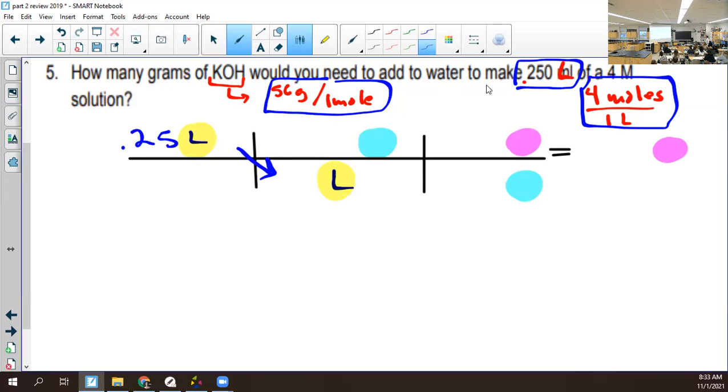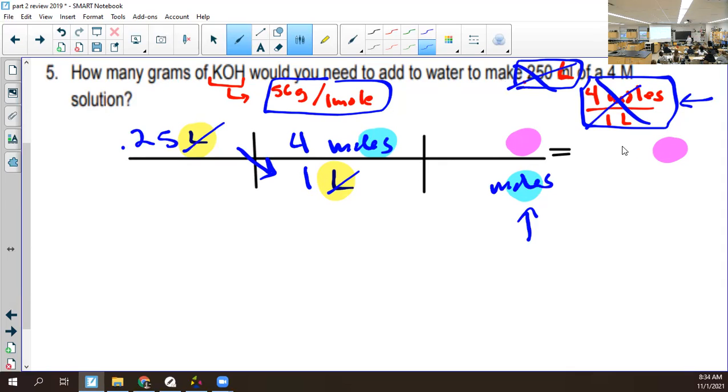Now looking here, we've already used this. Is there another proportion with liter in it? Yes, there is: 4 moles per every 1 liter. That gets rid of liters. So what unit am I going to have down here? Moles, because these two units always match. I've already used this one. Do I have a proportion with moles in it? Yes, for every 1 mole, I have 56 grams. Well, what unit did I want? Grams. That's convenient, because that's what I ended up with.